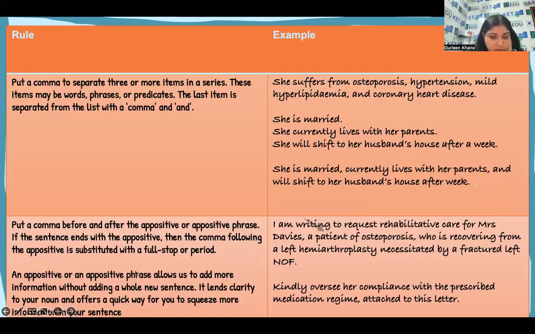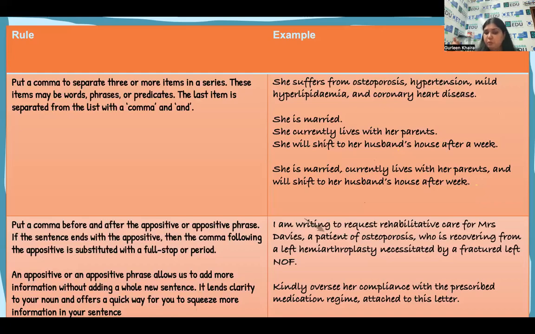An appositive phrase allows us to add information without adding a whole new sentence. It is used after a noun. An appositive phrase is used after a noun, and it lends clarity to your noun and offers a quick way for you to squeeze more information into your sentence. See, normally something that I tell for appositive usage is, this is for extra information about your noun.